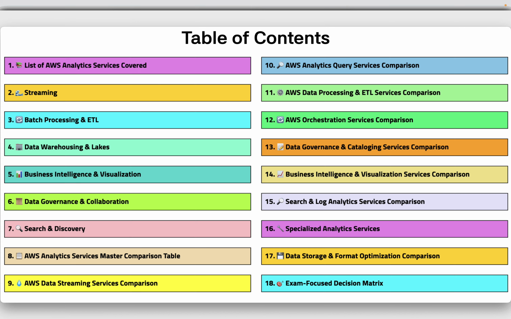So this lecture will contain all these topics: list of all the AWS analytics services, streaming, batch processing and ETL, data warehousing and data lakes services, business intelligence and visualization, data governance and collaboration services, search and discovery services, AWS analytics services master comparison table, AWS data streaming services comparison, AWS analytics query services comparison, AWS data processing and ETL services comparison, AWS orchestration services comparison, data governance and cataloging services comparison, business intelligence and visualization services comparison, search and log analytics services comparison, specialized analytics services, data storage and format optimization comparison, and lastly, exam-focused decision metrics.